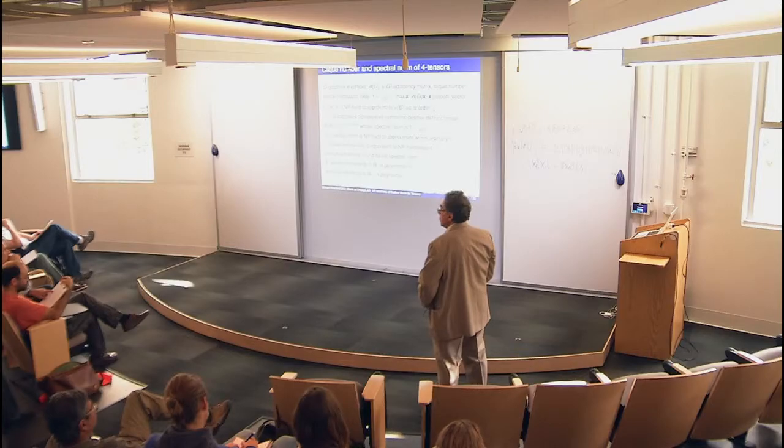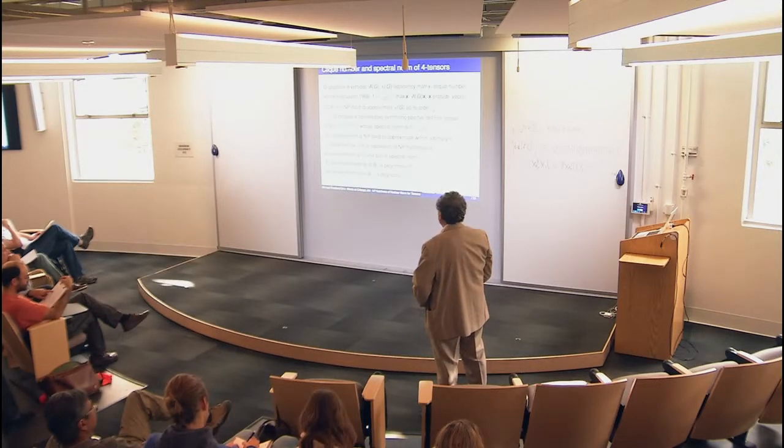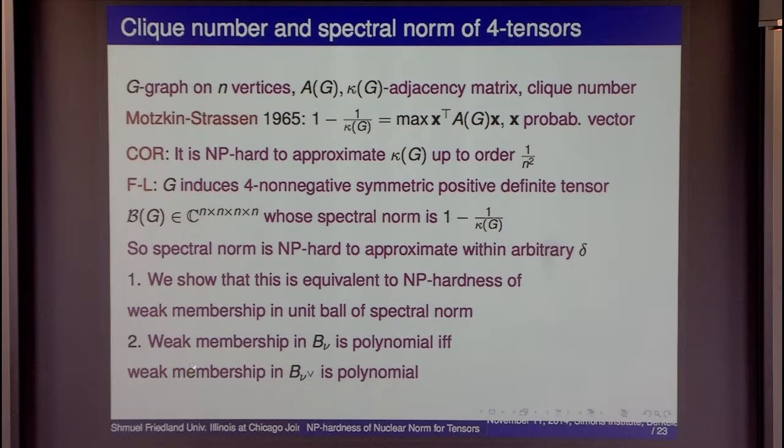So this is, let's say, the heart of the argument. Once we show that this maximum is essentially the spectral norm of a certain tensor, you can also view this tensor, just by multiplication, as a bipartite state.